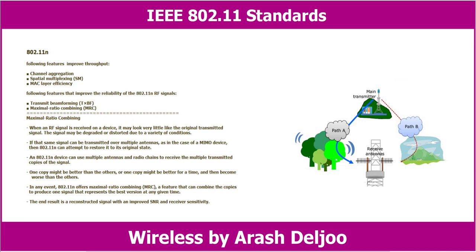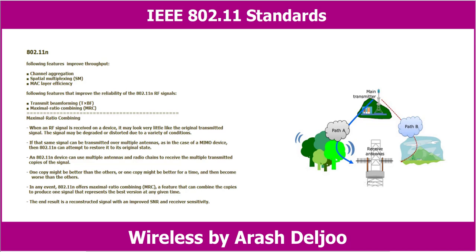The next feature related to improving the reliability of 802.11n is maximal ratio combining, or MRC. When an RF signal is received on a device, it may look very little like the original transmitted signal. The signal may be degraded or distorted due to a variety of conditions. If that same signal can be transmitted over multiple antennas, as in the case of a MIMO device, then 802.11n can attempt to restore it to its original state.